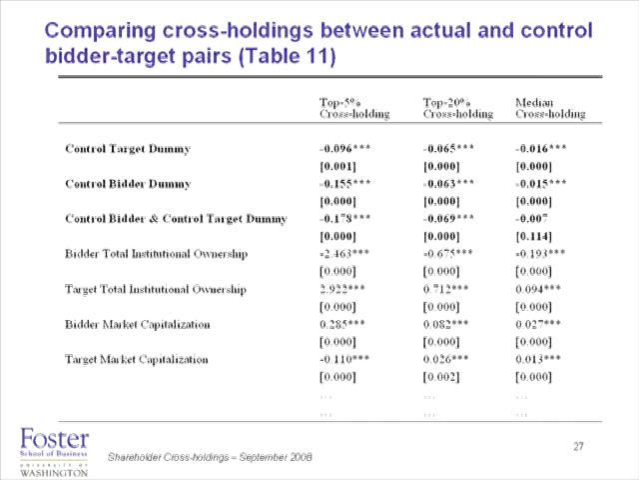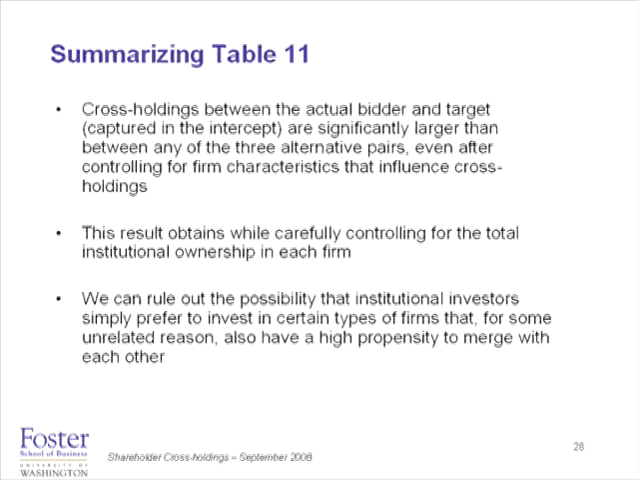And then, summarizing this table, the cross holdings, which are in the intercept of the actual pair, are higher than any of the other possible alternative pairs, even after controlling for all these characteristics that affect cross holdings. We also control for total institutional ownership. So it's not just that institutions are buying firms that tend to merge, because we're controlling for total institutional ownership.